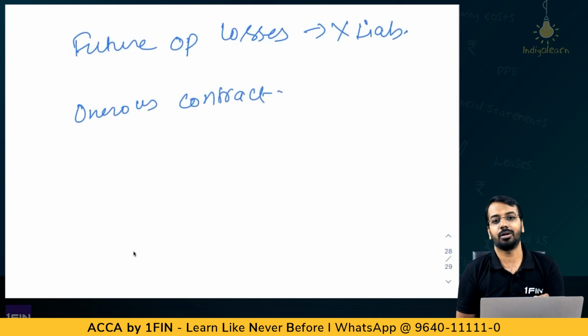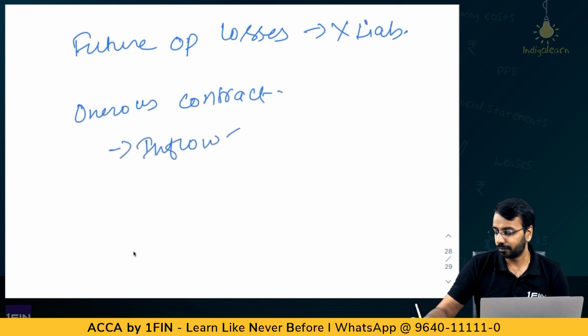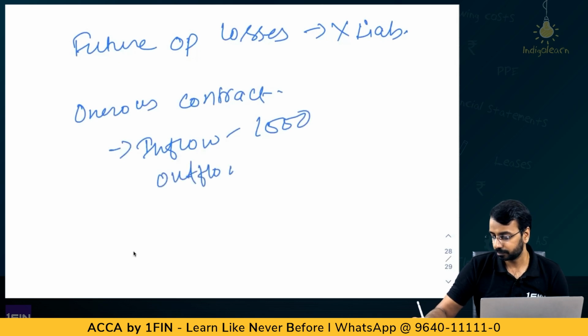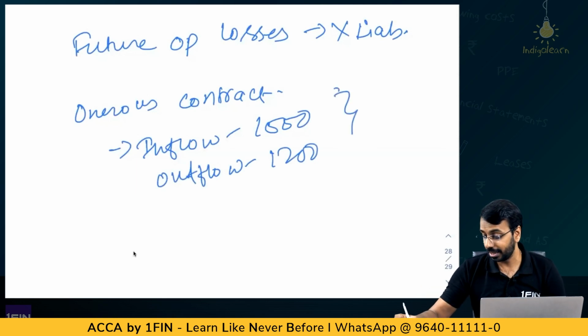Net outcome of the contract is a loss. So I have entered into a contract. Let us say in that contract I will get an inflow of 1000 and I have an outflow of 1200, and this cannot be cancelled. So we say this is a burdensome contract. So in this case, you create a provision for 200 of loss.